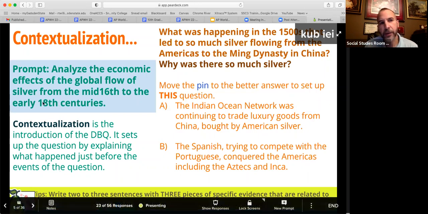So here's what I want you to do. Read this with me. Look at what the prompt is going to be. And don't worry, you don't have to write an essay tonight, but go ahead and look at that prompt about analyzing the economic effects of the global flow of silver from the mid 16th to the early 18th centuries.